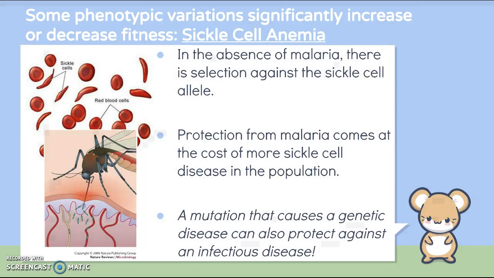So in the absence of malaria, there is selection against the sickle cell allele, but protection from malaria comes in areas where malaria is endemic. It comes at the cost of more sickle cell disease in the population. So you get this advantage against malaria, but you also have to have sickle cell disease in the population. And so it's interesting to think that a mutation that causes genetic disease can also protect against an infectious disease. So it's an interesting case.